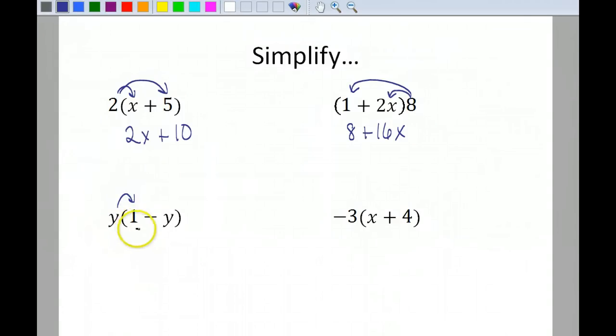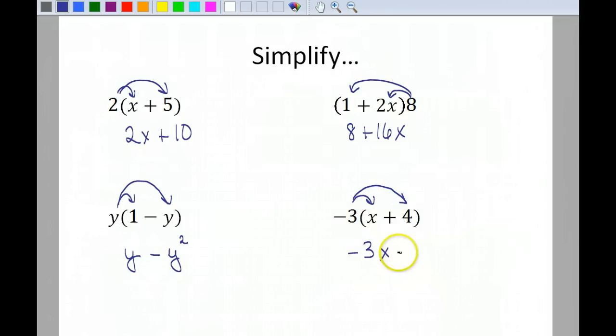Y times 1 gives me 1y, or just y. Y times negative y, positive times a negative, gives me a negative. Oh, I've got 2 y's. What do I do because I'm a math person and I'm efficient? Minus y squared. Be really, really careful with that. Negative 3 times positive x is negative 3x. Negative 3 times positive 4 is negative 12.